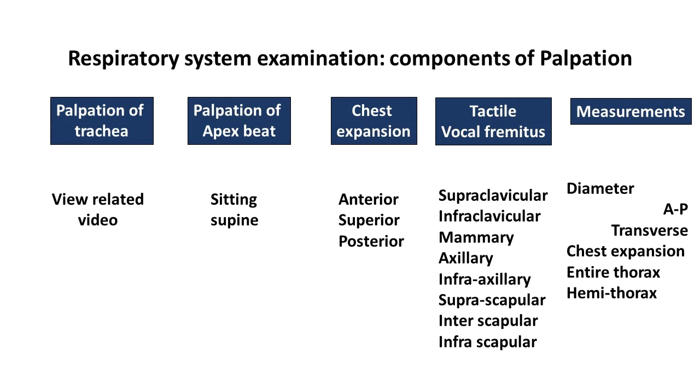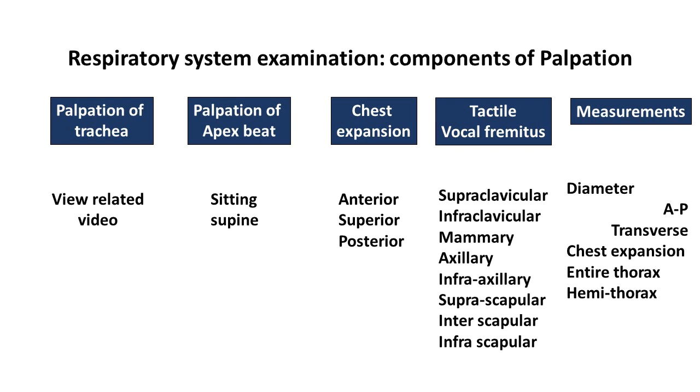Components of palpation in the respiratory system will include palpation of the trachea, palpation of the apex beat, palpation for chest expansion, tactile vocal fremitus, and measurements. Palpation of the trachea is important in the examination of the respiratory system beyond inspection because palpation only confirms if the trachea is in midline or otherwise.